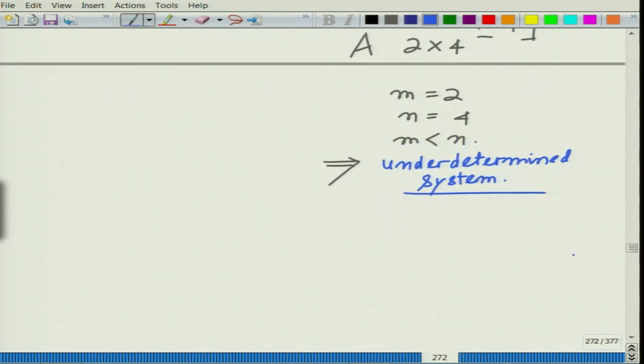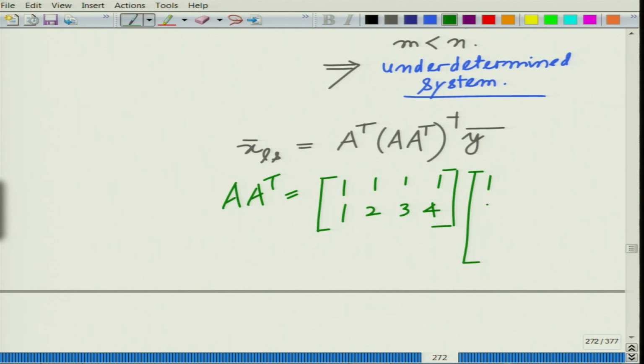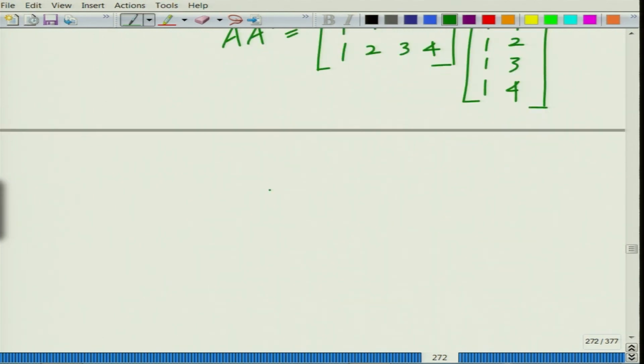Therefore, one can again find the least norm solution. The least norm solution is given as A transpose inverse y bar. Let us ask the question, what is A transpose inverse? Let us find first A transpose. So, that will be [1 1 1 1; 1 2 3 4] times [1 1; 1 2; 1 3; 1 4], which, if you look at this, is given by this matrix.